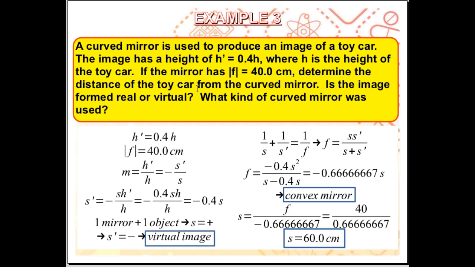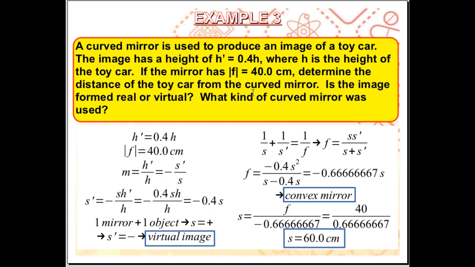So determine the object distance. Is the image formed real or virtual? The image of the toy car, is that real or virtual? And finally, what kind of mirror was used? So it's a curved mirror. For a plane mirror, you will recall f is infinite, so it doesn't matter if positive or negative. But this is a curved mirror, meaning the focal length f may be positive or negative. So to determine the kind of curved mirror that was used, we have to determine if f is positive or negative.